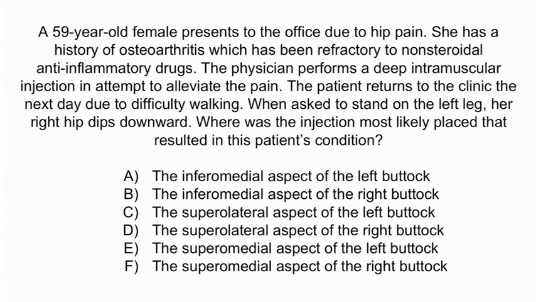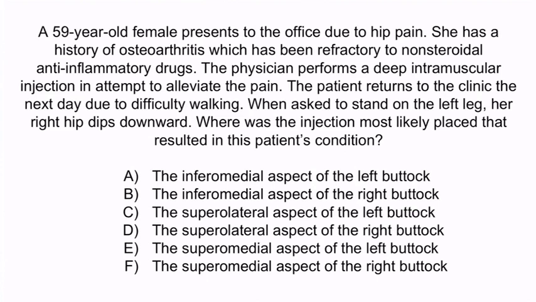A, the inferomedial aspect of the left buttock. B, the inferomedial aspect of the right buttock. C, the superolateral aspect of the left buttock. D, the superolateral aspect of the right buttock. E, the superomedial aspect of the left buttock. Or F, the superomedial aspect of the right buttock.